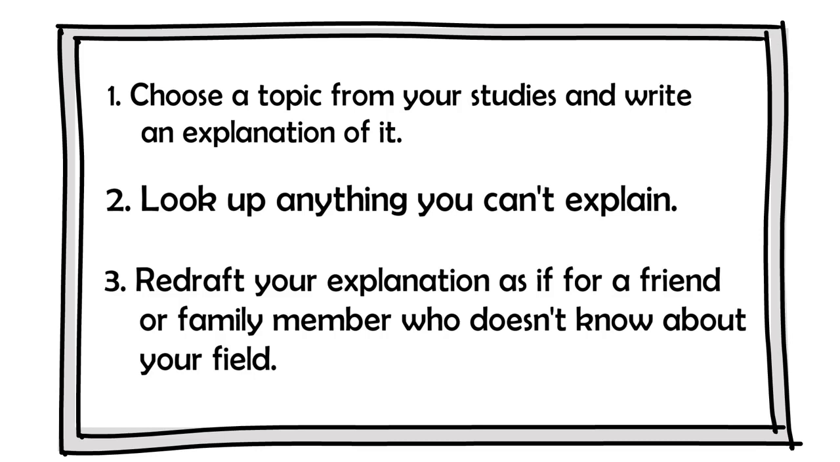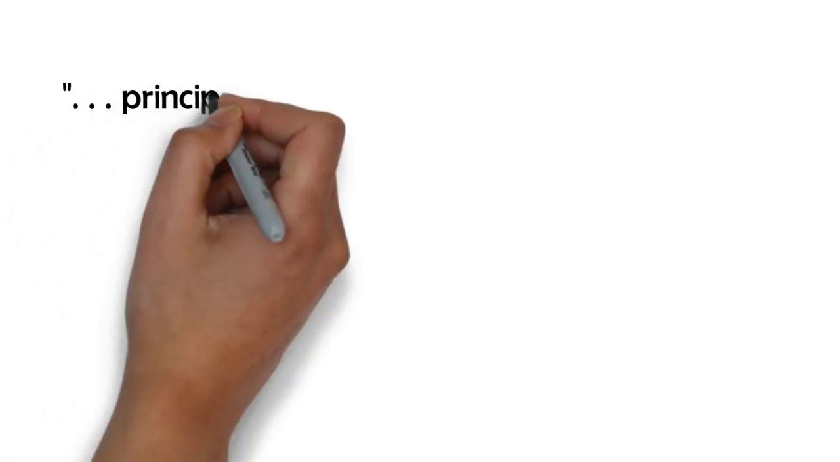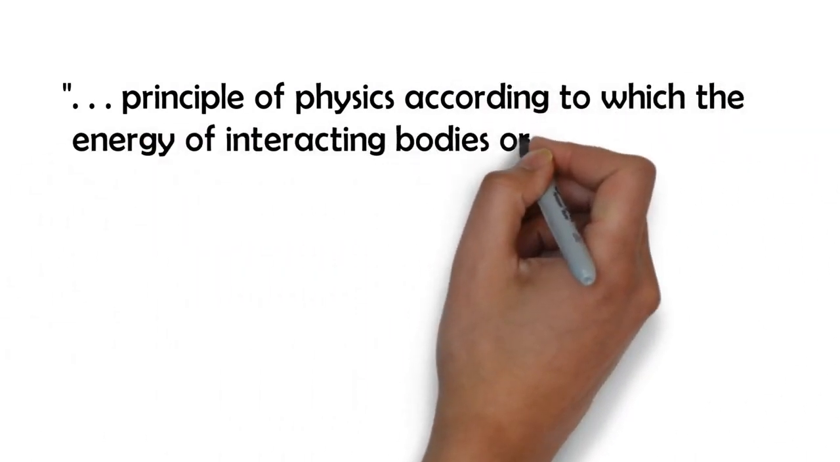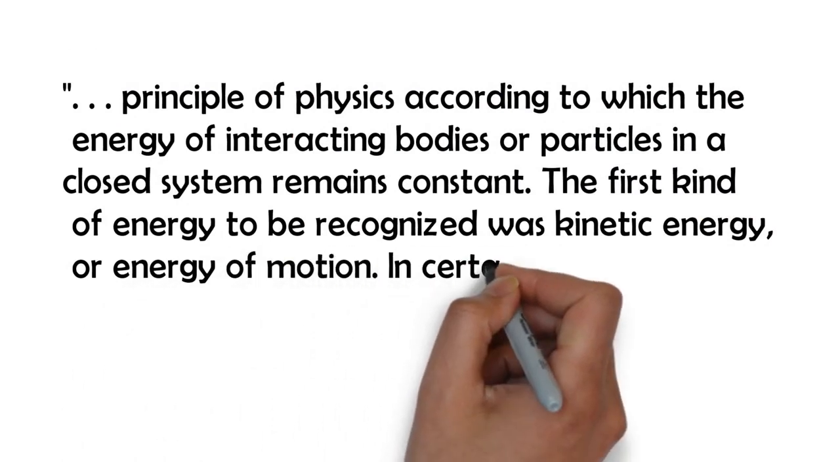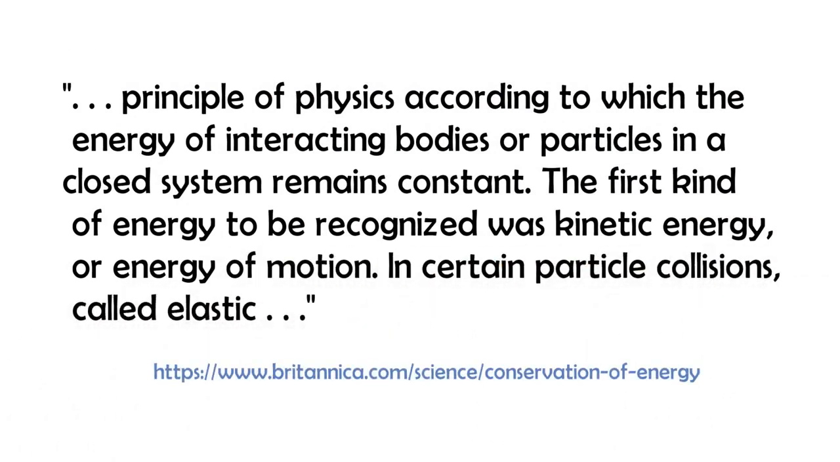The rationale behind all this is that if you can break a subject down to explain it in simple terms, you understand it on a fundamental level. So let's take a look at some example explanations dealing with the conservation of energy in classical physics. First, from the Encyclopaedia Britannica.